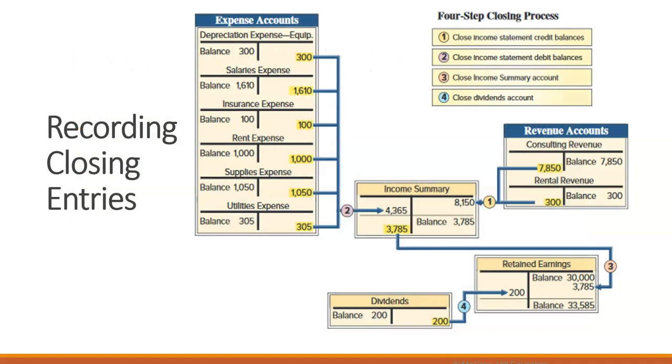We show what the T accounts look like here. So we have our expense accounts, which we close all to income summary. We have our revenue account, which we close to income summary. We have two different kinds of revenue, consulting and rental. We end up with a balance in income summary of $3,785. That should match what the net income was on our income statement. We close that account to retained earnings, and then we close dividends to retained earnings. The change in retained earnings should be reflective of what our statement of retained earnings shows.